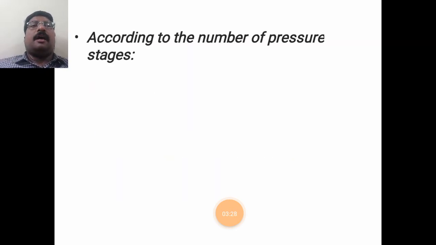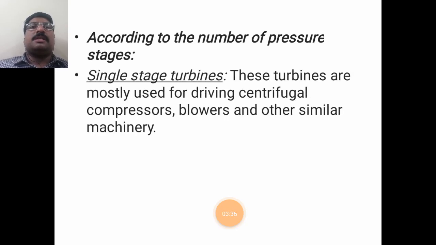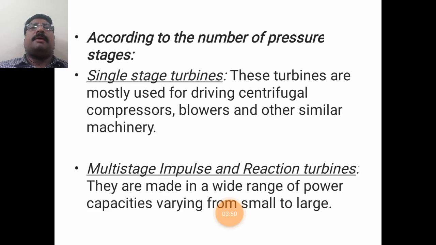Next, the classification according to the number of pressure stages. We have two types. One is the single-stage turbine, mostly used for driving centrifugal compressors, blowers, and other similar machinery. The next is the multi-stage impulse and reaction turbine, used for a wide range of power generation, varying from small to large.